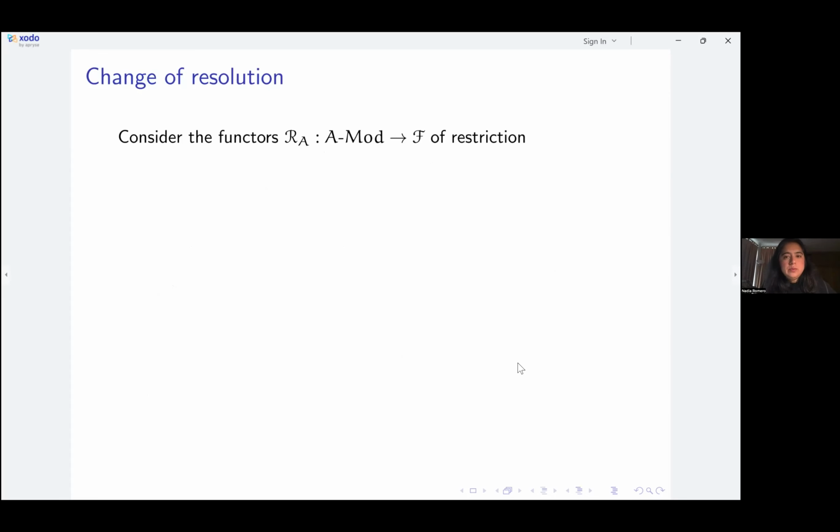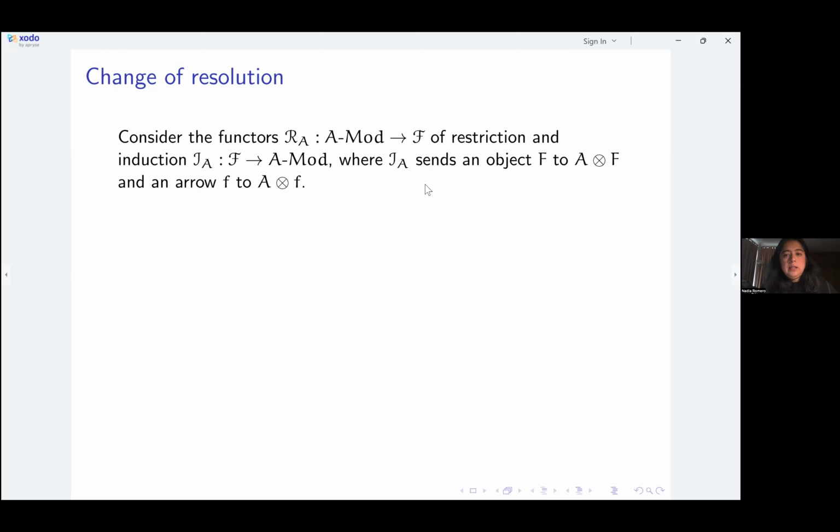And so there are many ways, again, of changing the resolution. I'm going to consider the following. We're going to consider these two functors. This is a functor of restriction. It's just the forgetful functor. We also have a functor of induction. So again, A is just a monoid. Restriction is just the forgetful functor. Induction sends either an object or an arrow to tensoring by A on the left, and this gives me an A-module, a morphism of A-modules. And it's easy to see that these two functors are adjoint. Induction is left adjoint of restriction.